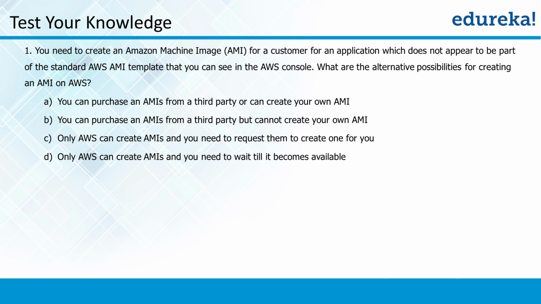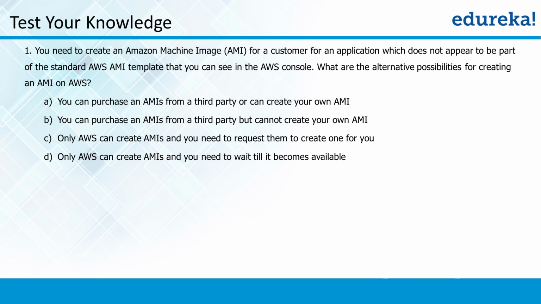So the options are: you can purchase an army or create an army of your own. You can purchase it from a third party, but cannot create your own army. You have to go to AWS to request them to create an army for you. Or you just have to wait. So these are some of the options that are available. Let me know what you think. And I think all of you, Ratish, Greg, Suryakant, are saying A, and that's right. That's actually the case.